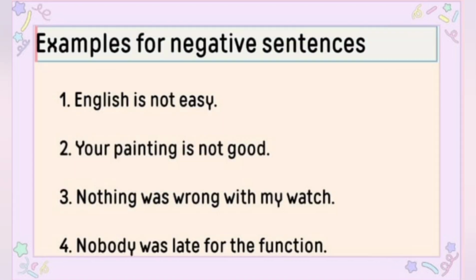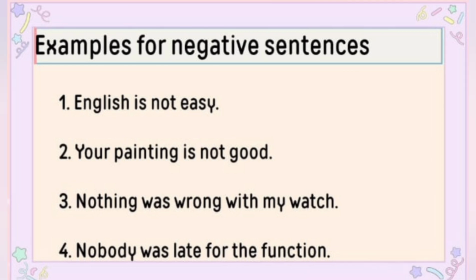Now we can look at some examples of negative sentences. The first example is: English is not easy. Your painting is not good. Nothing was wrong with my watch. Nobody was late for the function. Here, along with the word not, we used nothing and nobody. We already discussed that we use words such as not, nothing, nobody, never, nor, neither, etc. in a negative sentence.